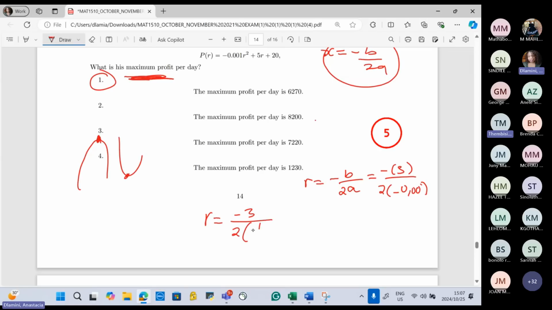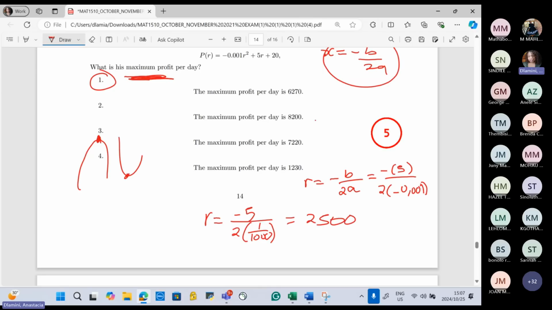Math is emotional sometimes, so we need to sort it out. What is the answer then? It's 5, not 3. I saw 3 here, sorry, it's my handwriting. It's 1,000 at the bottom. Yes, thank you. So what's the answer? 2,500.